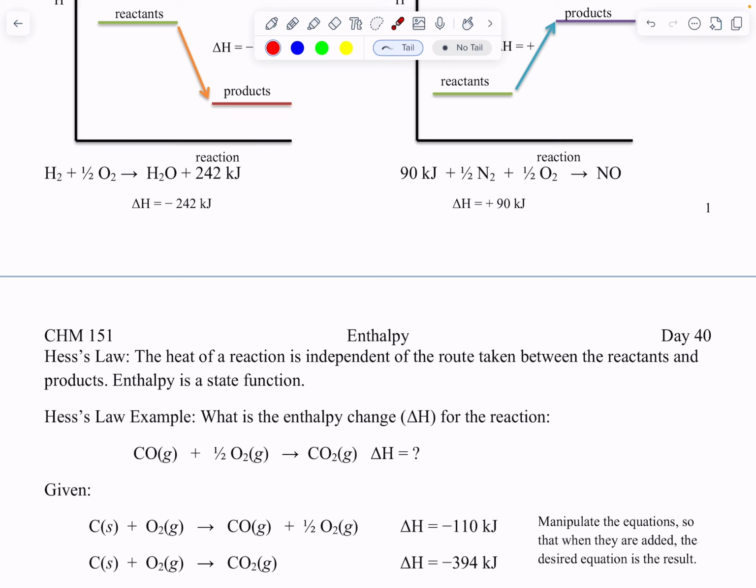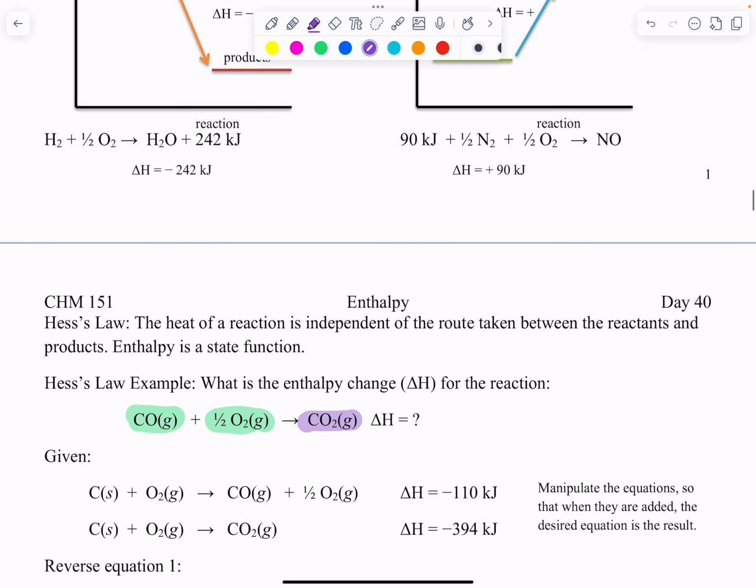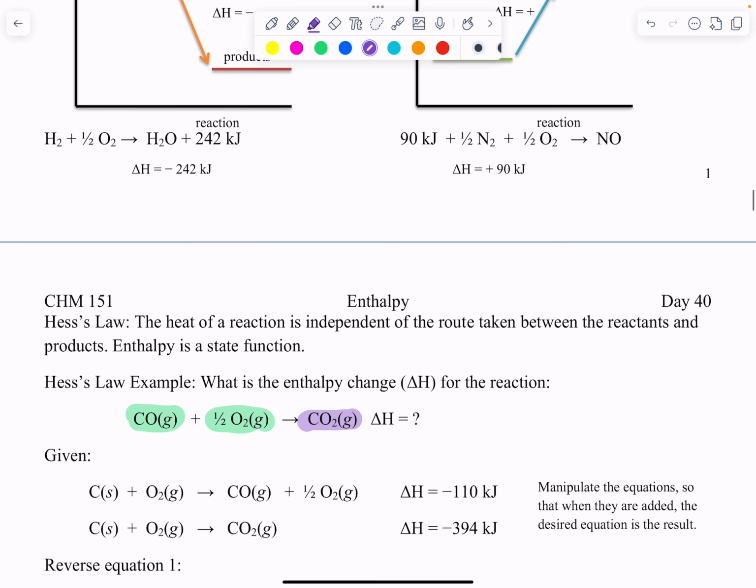Here's what I like to do, all right? I got my reactants and my products. So reactants, CO, 1/2 O2. Products, CO2. Okay. What I like to do, so I'm given these, right? And so what I do is CO2 is here. And then I got CO on this side and 1/2 O2 on that side.